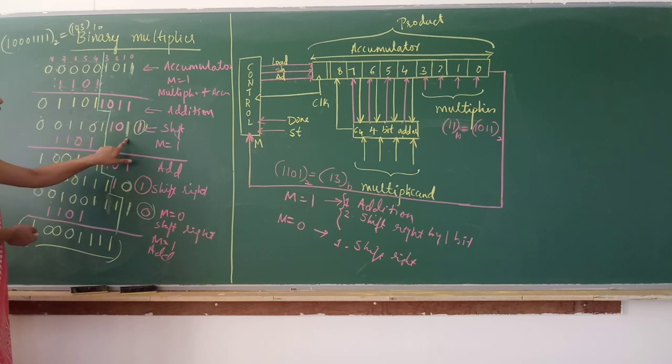So again the value of m is what? M is 1. Again add. Again shift right. Okay. Now m is 0. Again shift right. Again m is 1. Add. Again, if m is equal to 1, add and then shift right. So if you shift right, what is the content? Finally, whatever answer we have will be stored in the accumulator, correct? Yes? So if you shift right, again what are we going to get?